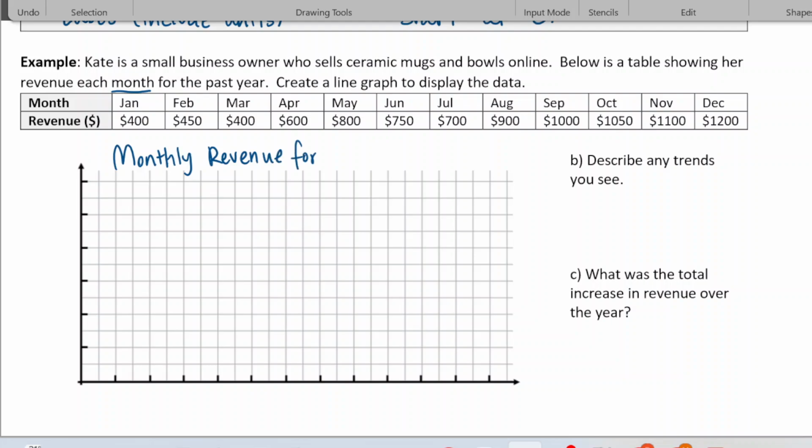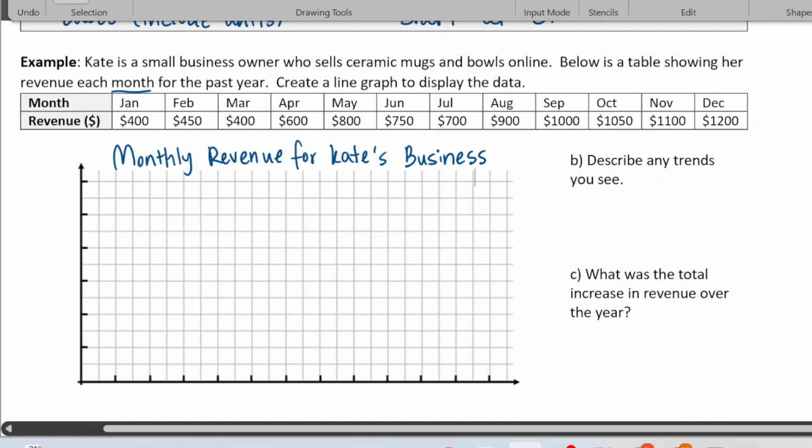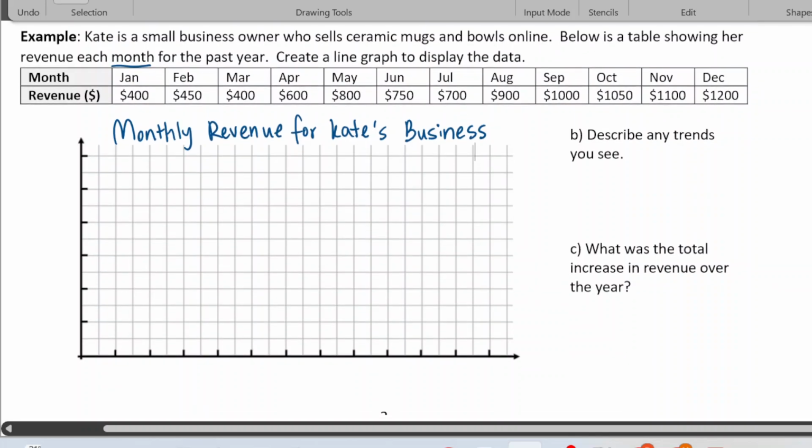Monthly revenue for Kate's business. There's no one exact name or title that's the best, but as long as you're being descriptive and explaining what the graph is showing, then that's a good title. Okay, now also we need to do the labels for the axes.